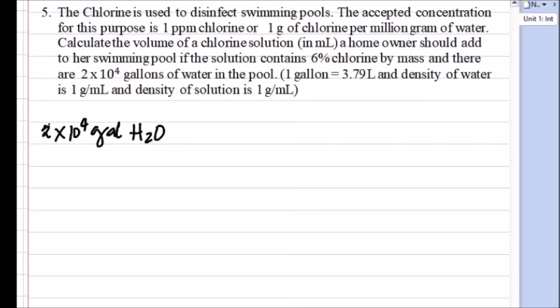Water na lang. Pero kung naalala nyo naman sa inyong chemistry class before, so water is H2O. So, ulitin lang po natin, no? 2 times 10 raised to 4. So, magsisimula lang sa 2 times 10 raised to 4 gallons, then gallons ng water. Ayan. And then, i-convert natin siya.